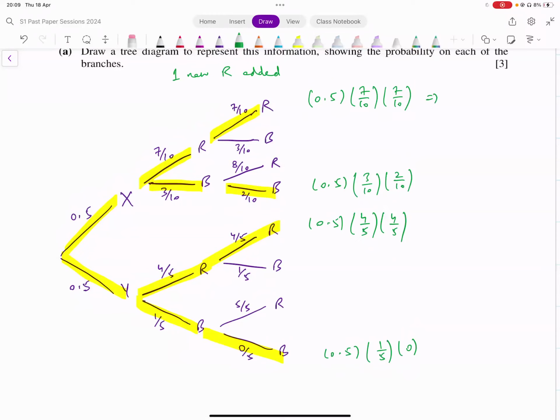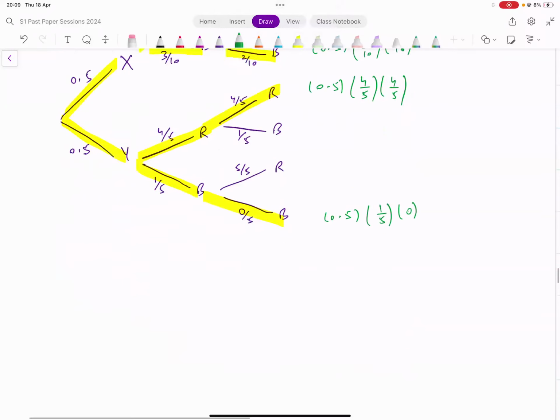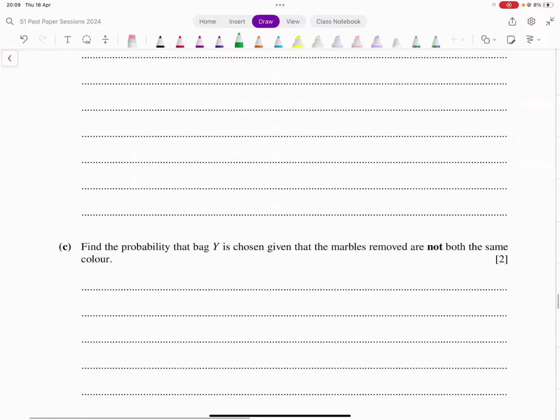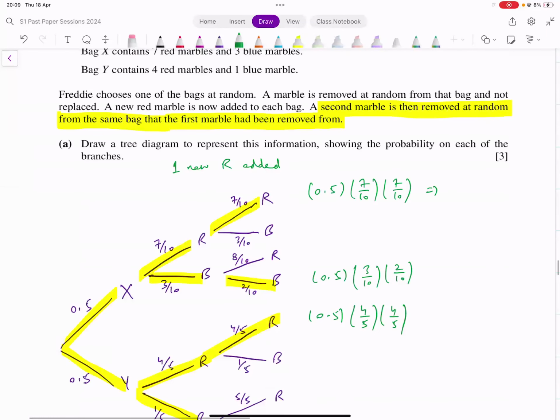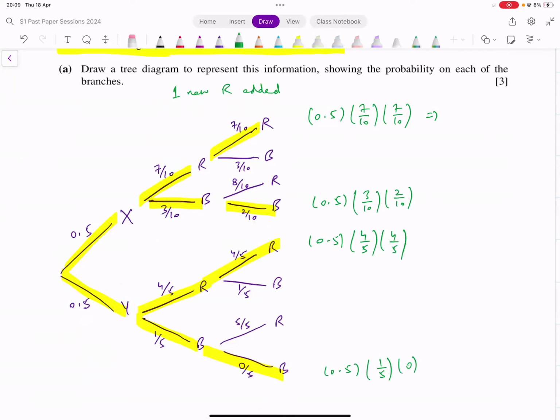7/10 into 7/10. What's that? Into 0.5, in fact. 0.5 into 0.7 into 0.7. The first one is 0.245. I recommend you evaluate each one of them separately as well, because often there is a conditional probability part later. So write down each of those probabilities separately. They will help you in the next parts. Okay, what's the first one? The first one is turning out to be 0.245.